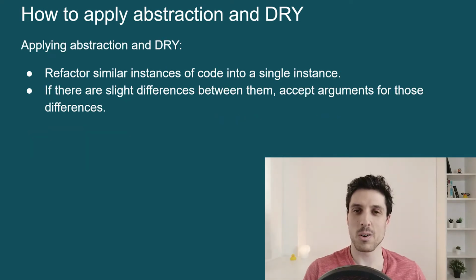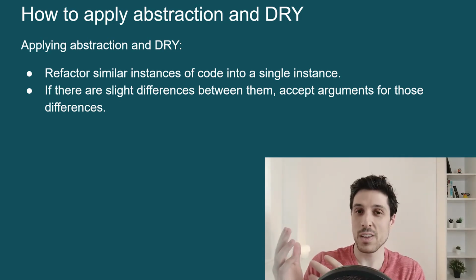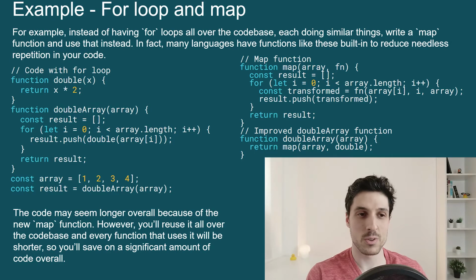Okay, so how do we make code dry? We already went over this a tiny bit, but basically, it's just as it sounds. If you see multiple instances of code doing a similar thing, you refactor them into a single abstraction, and you accept arguments for the differences. So here we have an example using a for loop and the map function. Just to describe the code quickly before we start, the target function that we're looking at is the function named doubleArray. As the name implies, it takes an array, doubles every element of the array, and then returns the result to us.